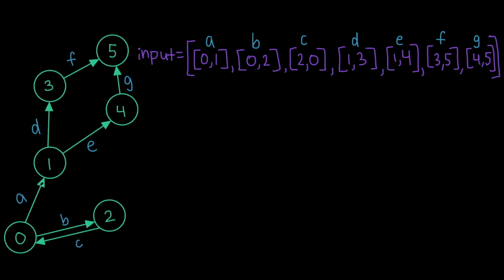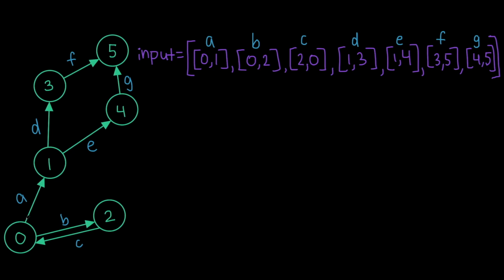Let's look at the example edge here called A. You can see that it's an arrow. So what this is saying is you can go from the 0 node to the 1 node, but you cannot go from the 1 node to the 0 node.